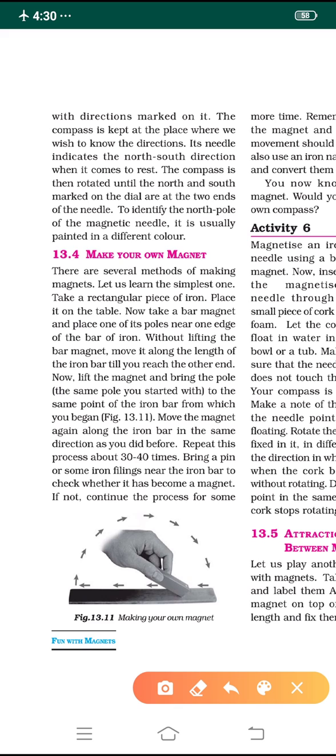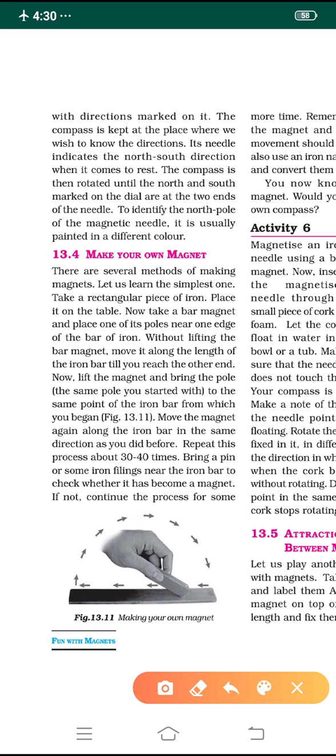To identify the north pole of the magnetic needle, it is usually painted in a different color. One end of the magnetic needle shows the north pole and the other end shows the south pole, but usually the north pole is painted with a different color, usually red. So this is about the compass.